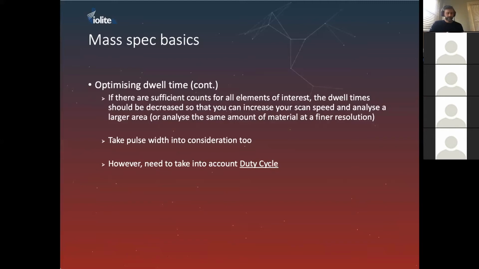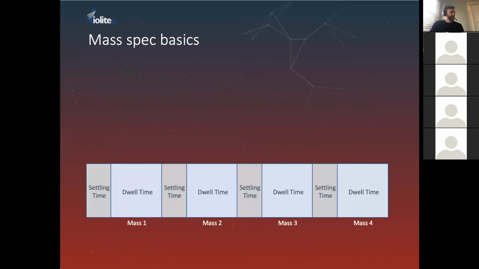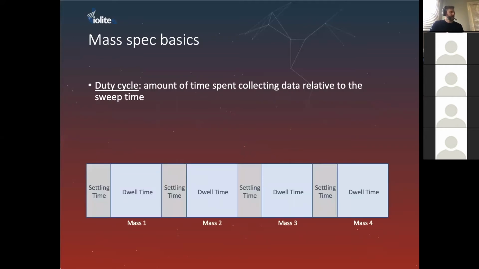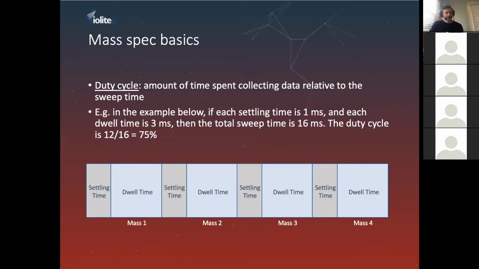One thing to take into account with decreasing your dwell times is duty cycle. Duty cycle is the amount of time that you actually spend collecting data relative to the sweep time. If we said that each one of these settling times was 1 millisecond and each dwell time was 3 milliseconds, then the total amount of actual dwelling would be 12 milliseconds, and the total time would be 16 milliseconds. So we'd have a duty cycle of about 75%.